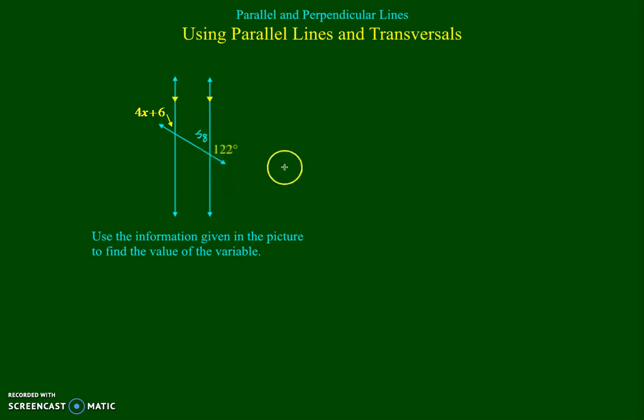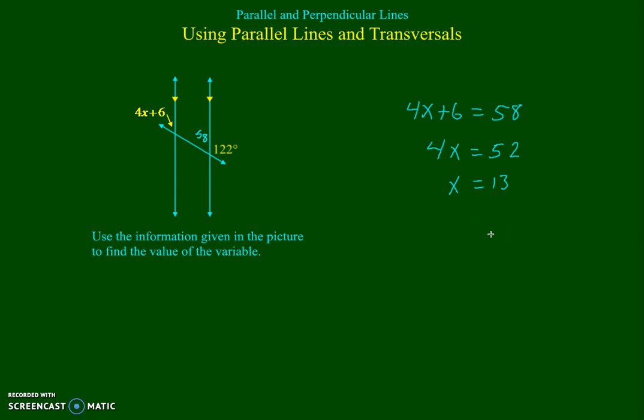So that's 58. Now, that's all I have to do is say this equals this. So 4x plus 6 equals 58. Let's subtract 6. 4x equals 52. And divide by 4. So x equals 13.